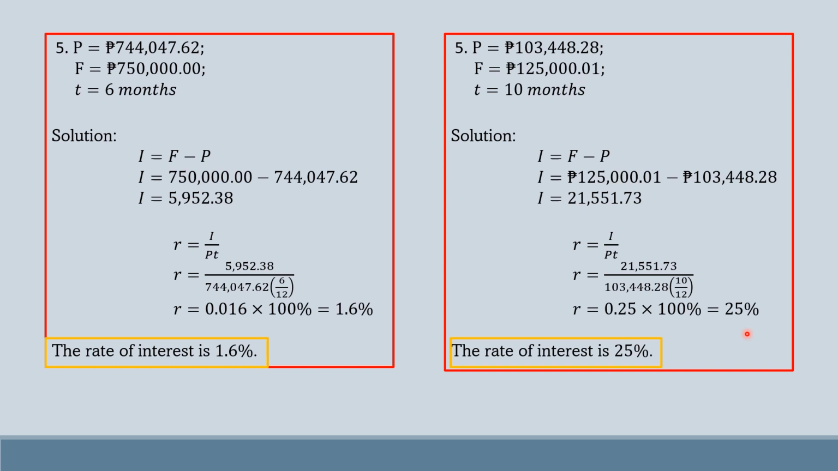Alright? So, as easy as that, no, we will compute the rate of interest, or rate of simple interest. Okay? So, that's all for today.